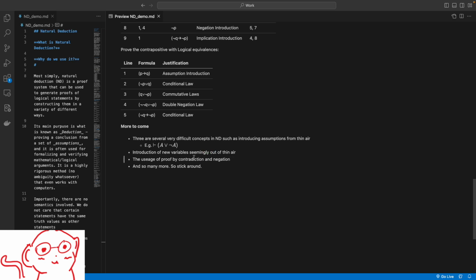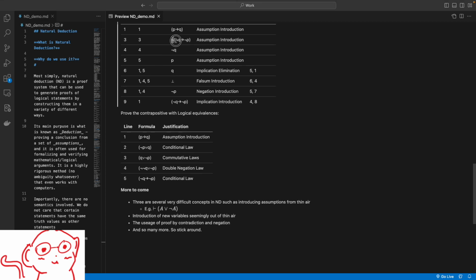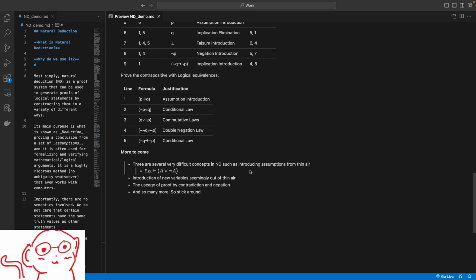We can also introduce new variables seemingly out of thin air. Because of the ways disjunctions or implications work, we can sometimes just pull variables out of thin air, and we don't even care that they weren't in our original assumption set. The usage of proof by contradiction and negation are also very important. Up here was a proof by contradiction. We contradicted ourselves, and then we had to remove that negation. And there are so many more different concepts, so stick around.